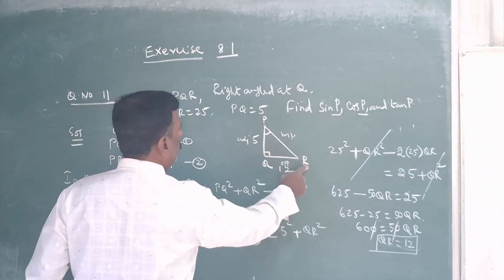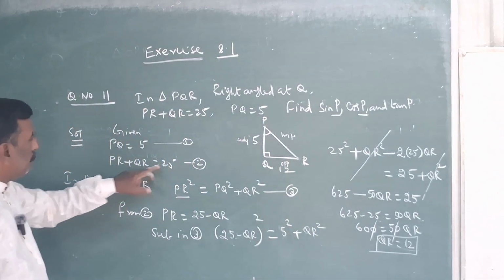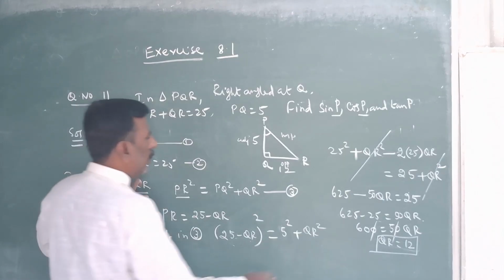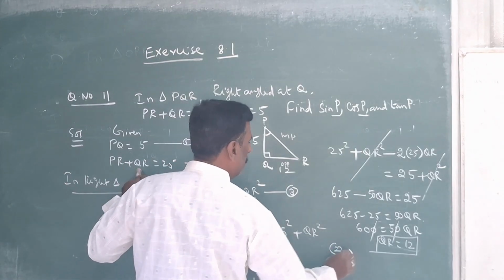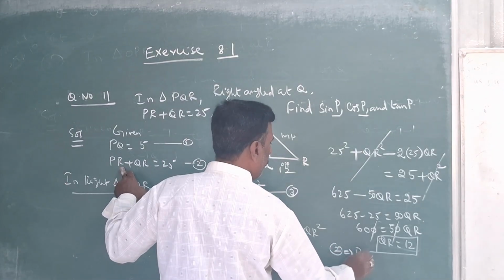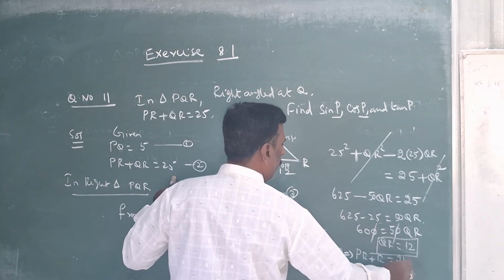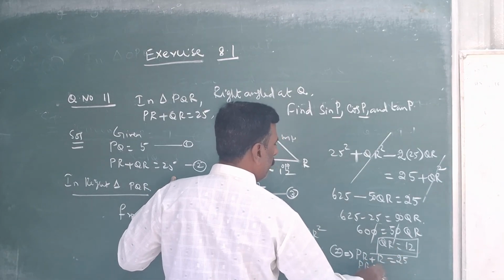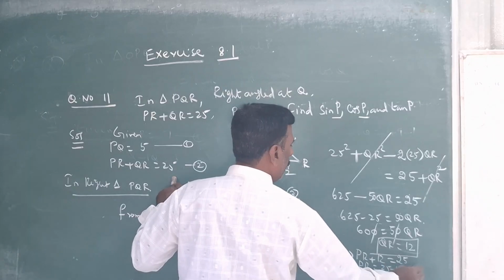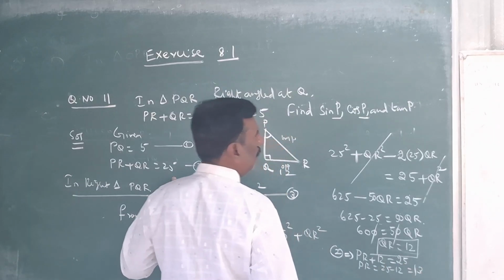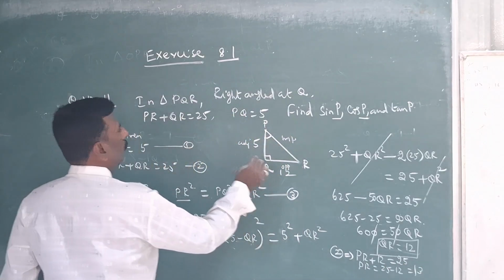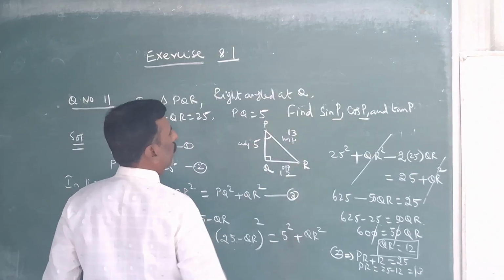Now we have to find PR. Substitute the value of QR in this equation. So from equation 2, we don't know what PR is. PR plus the value of QR, 12, equal to 25. Then PR equal to 25 minus 12, which is 13. So the value of PR is 13.